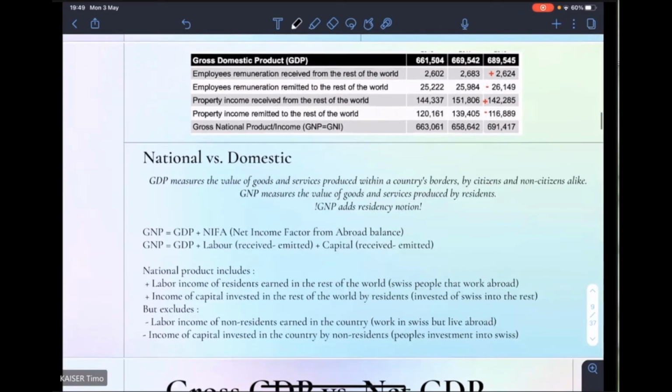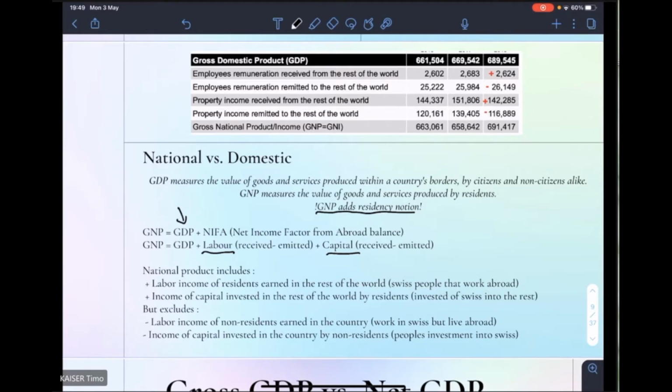Okay. So let's move on with the first one, which would be national versus domestic. So the domestic is what we actually calculated so far. However, the national one is where we add the notion of residency. What does that mean? Well, it actually just means we take our GDP here and we add the NIFA, or the so-called net income factor from abroad balance. So this means actually the labor balance and the capital balances. You will probably encounter this vocabulary in your exam.